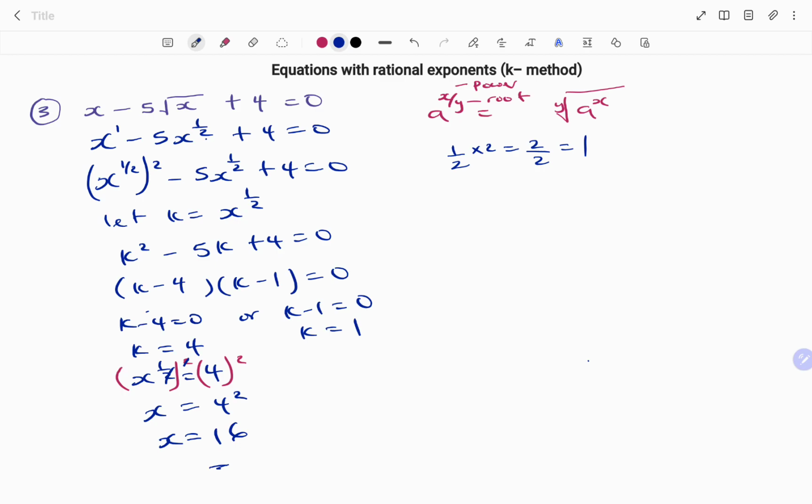And on my right, I have x to the half equals 1. Squaring both sides, I'm going to have this cancelled. x equals 1 squared. Therefore, x equals 1.